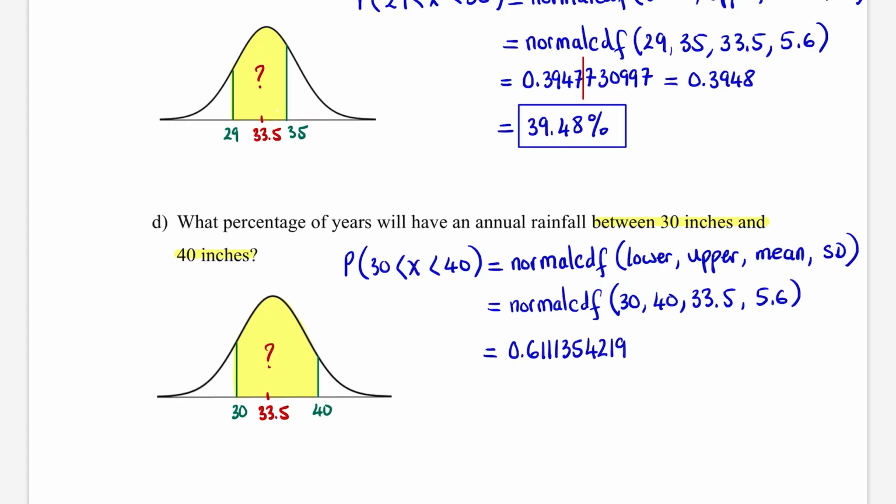And let's round to 4 decimal places. This digit is 3, so I round down to 0.6111. And I'll convert this into a percent. That is 61.11%.